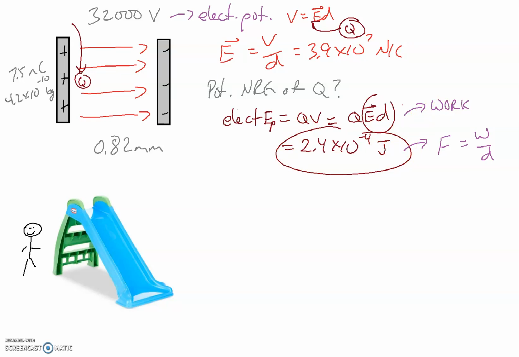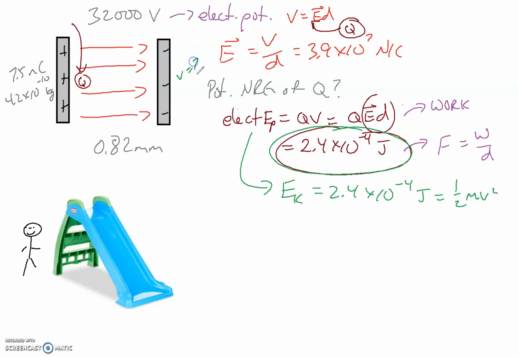And of course, the other thing that happens is this electric potential energy changes into kinetic energy. So that 2.4 times 10 to the -4, that was the potential energy. That is also the work done. That's also the kinetic energy. It's all the same type of stuff you guys have done before. So we can use that 2.4 times 10 to the -4 joules and make that equal to 1/2 mv squared. And we could find out how fast it's going when it hits the opposite plate.